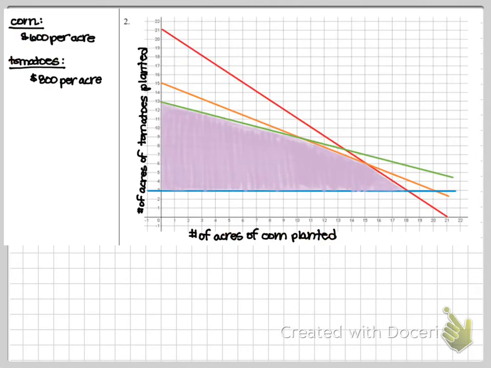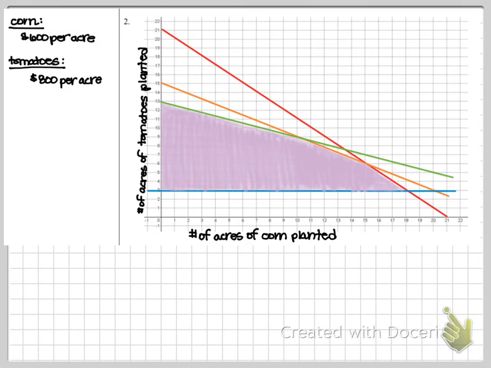So on my next slide here, I went ahead and just grabbed my graph from before, cleaned it up a little bit so I could see it a little bit better. It still has the exact same vertices on it. So now what I'm supposed to do is figure out how much they should sell of each type, or how many acres they should plant so they get the most amount of money that they can.